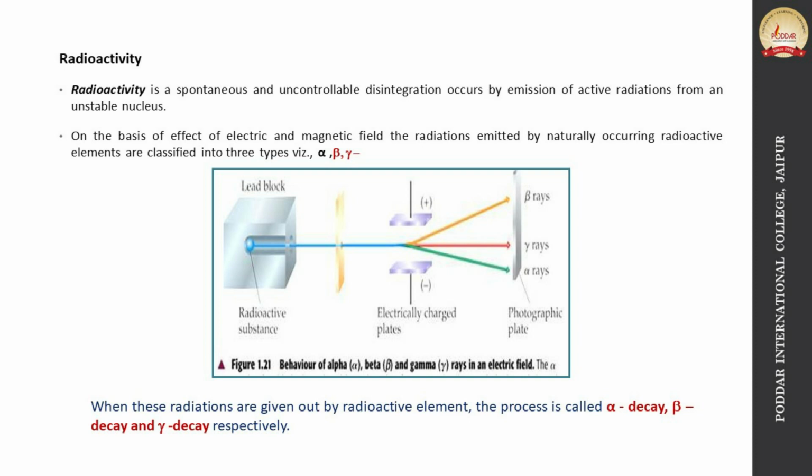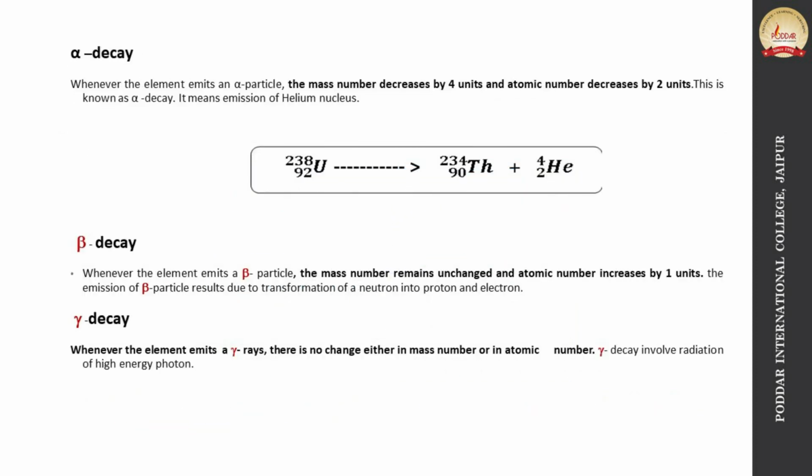Now in this figure, our radioactive element emits three types of radiations: alpha, beta, and gamma, in the presence of electrically charged plates, and these radiations are shown on a photographic plate. When these radiations are given out by the radioactive element, the processes are called alpha decay, beta decay, and gamma decay. Now, what is alpha decay?